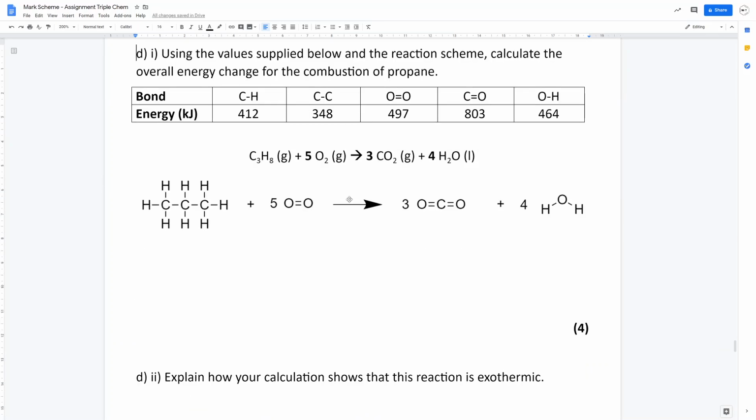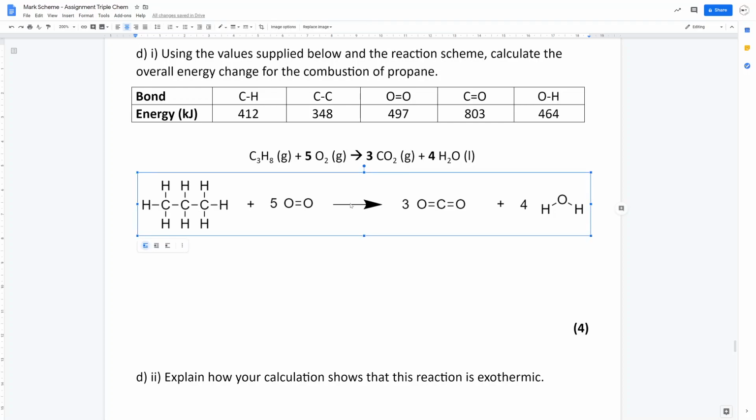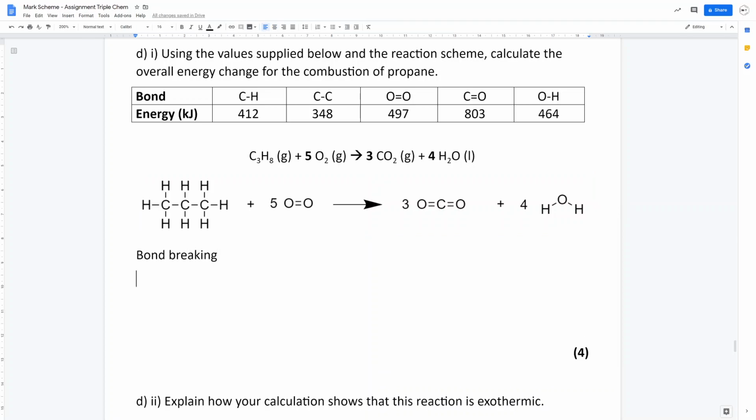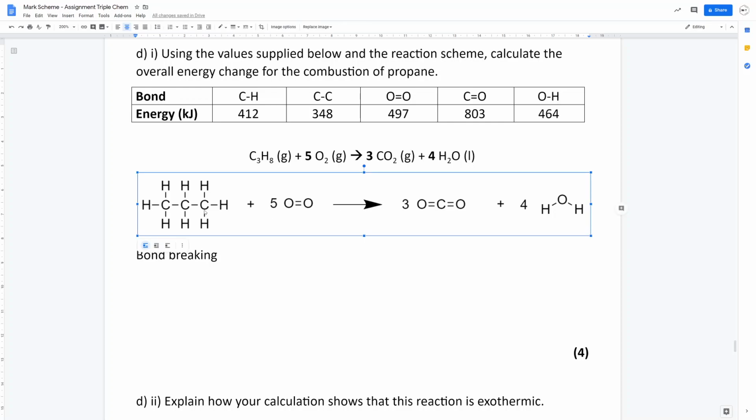Okay. Using the values supplied, calculate the overall energy change for the combustion of propane. So I've got to look at what bonds are in these reactants and break those, and then look at what bonds are in those products and make those. Okay, so I'm going to start off with a little bit of bond breaking. Okay, you can see my mouse hopefully. So I'm looking at this propane to start with, and I can see two of these C-C bonds. Okay, so there's C to C there and there's C to C there.